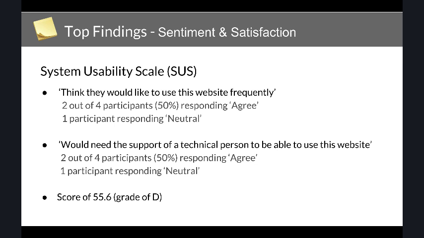So the first question was, did they think they would like to use this website frequently? 2 out of 4 participants responded agree. 1 participant responded neutral. The second question was, would they need the support of a technical person to be able to use this website? 2 out of 4 participants responded agree, and then one participant responded neutral. And lastly, the average score of all the participants of this questionnaire was 55.6, which we gave a grade of D on a scale of F to A.